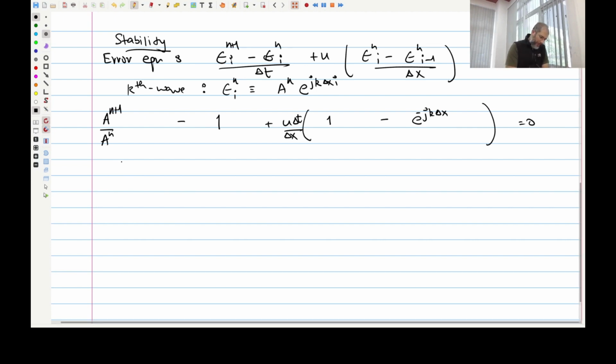So this will be written as the amplification factor g minus 1 plus this term u delta t by delta x, which we'll denote as nu, times 1 minus e to the power of minus jk delta x, and this is equal to 0. Remember, the aim is to get g first, and then get mod g from here so that we can check the stability criterion, which is mod g has to be less than 1. Mod g has to be between minus 1 and 1.